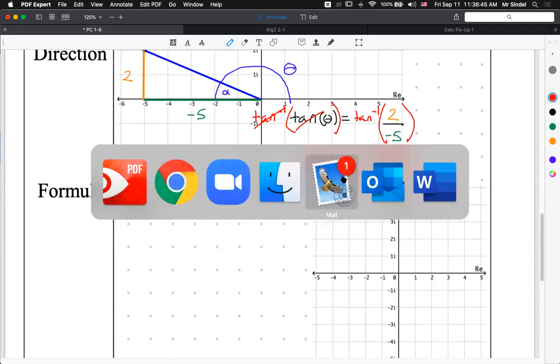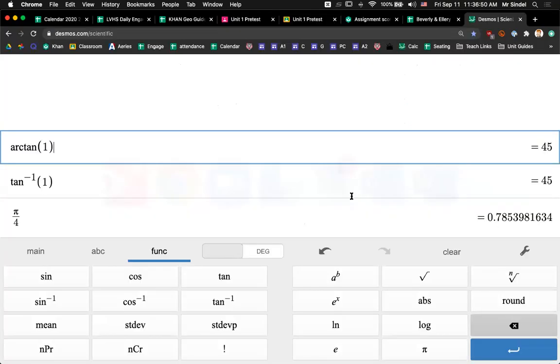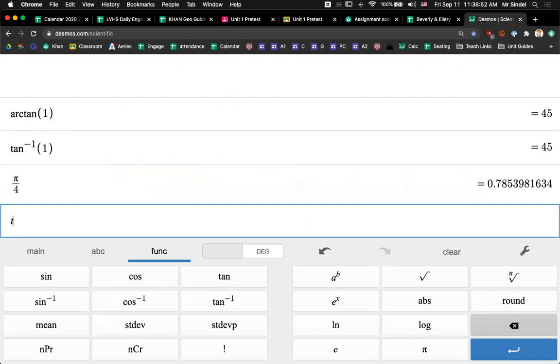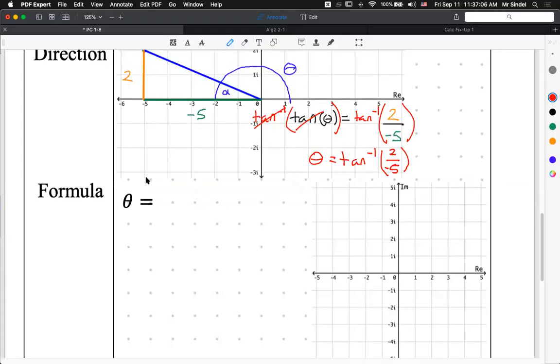All right, so arctangent of, there it is. Okay. Come over to my calculator. I want to go arctangent of 2 over -5. And we get this angle, which is interesting, negative 21.8 degrees. So come over here, and I'm just thinking, wait, what? Negative 21.8 degrees? And then you should be scratching your head. That doesn't make sense. It does once you know the next step.